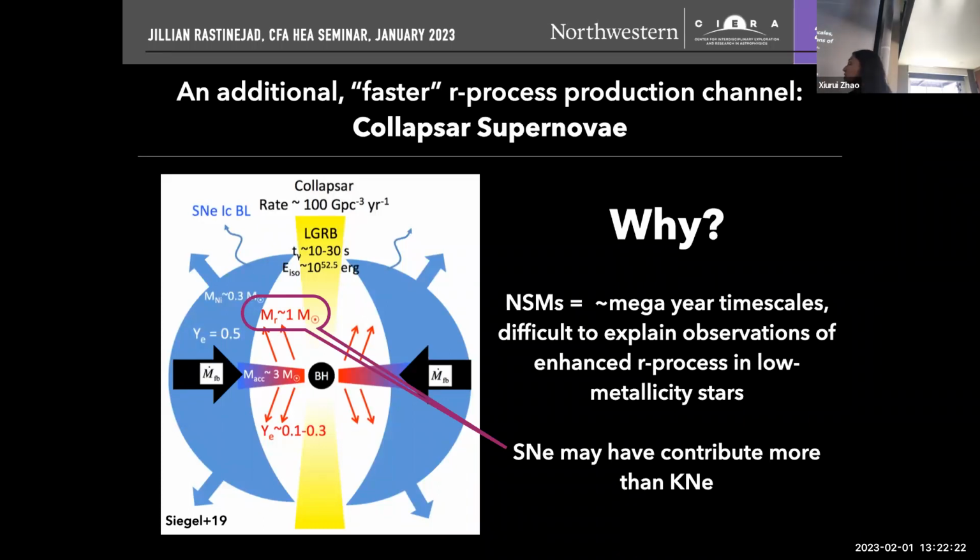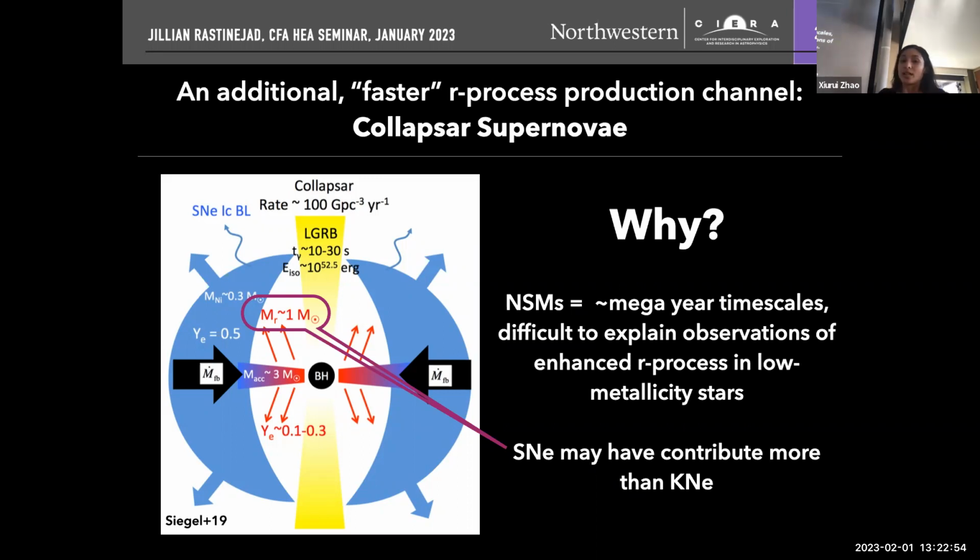The first is that neutron star mergers, as I was talking to Flora about earlier, take a long time to merge, mega-year timescales, and it's difficult to explain observations of enhanced r-process in low metallicity stars, as we've been seeing in the last few years. And so what would help us explain this better is a formation channel that is more closely linked to star formation, with a shorter delay from star formation. And so this would happen if you take really massive stars and you have them creating some r-process ejecta as well.